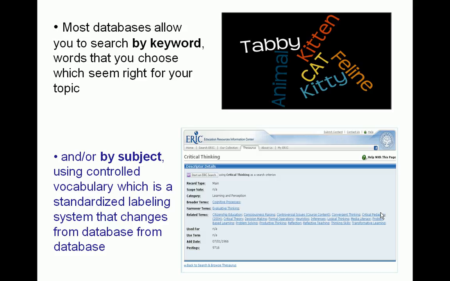But we can also search by subject, and that's using controlled vocabulary, which is a standardized labeling system that changes from database to database. The screenshot on the right is a record from ERIC, which is the acronym for Education Resources Information Center. And this particular information deals mostly with education topics or related education topics. One of the best ways to search in ERIC is to use its thesaurus, which offers you education types of synonyms to search by. So our search or descriptor was really critical thinking.